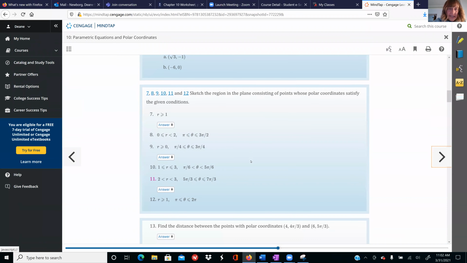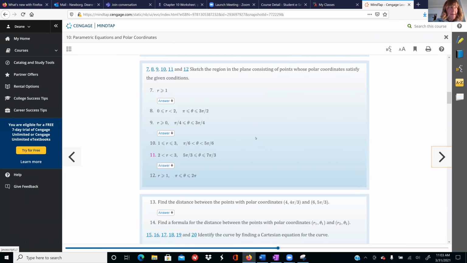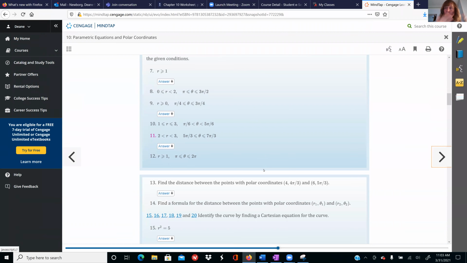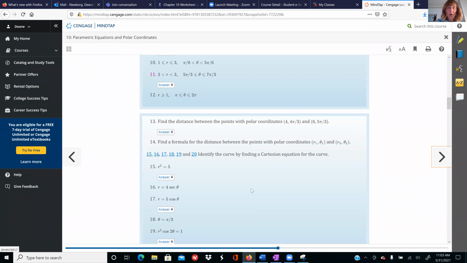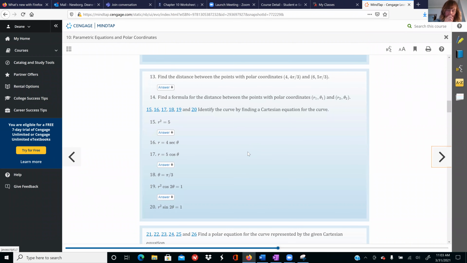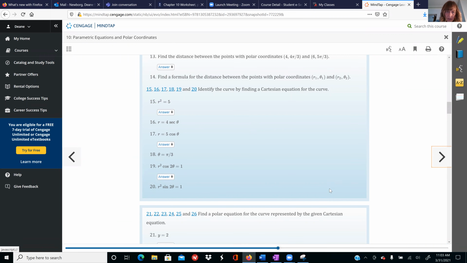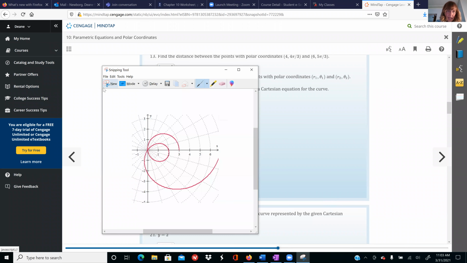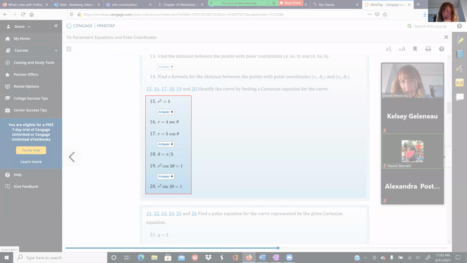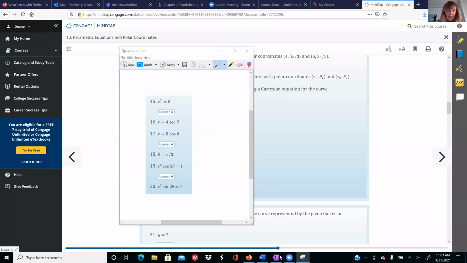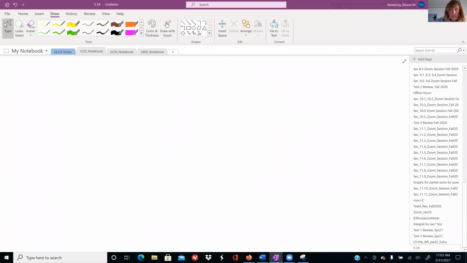So for people watching the video, there was just a question about a review of how to plot the graph of a polar equation. So I'll just do a snip of 15 through 20, and I'll talk about some general rules here.